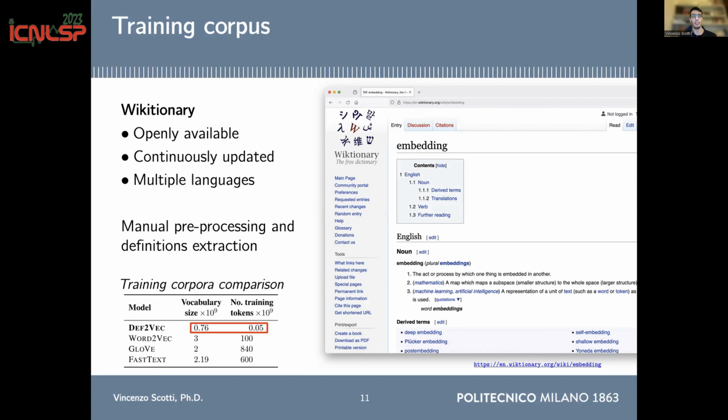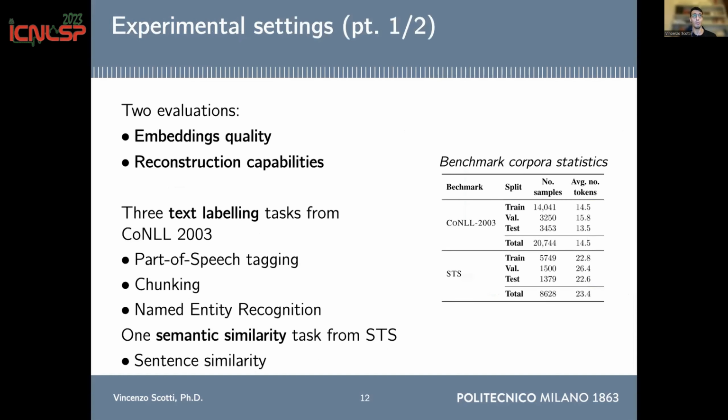Once we trained our model with LSA, we had our reference embeddings, and we started planning the experiments. We defined two kinds of evaluations, one on embedding quality, so we wanted to assess how good our embeddings were, and the other on the reconstruction capabilities. So we defined a separate experiment to understand if the embedding extension and reconstruction is working as expected. We took 4 different tasks, 3 from the CoNLL text labeling tasks, the POS tagging, chunking, and named entity recognition, and 1 task of semantic similarity, and we tested our model on these benchmarks.